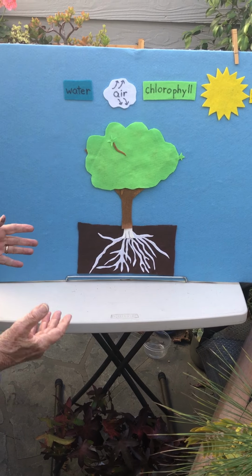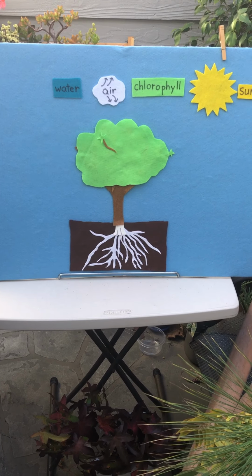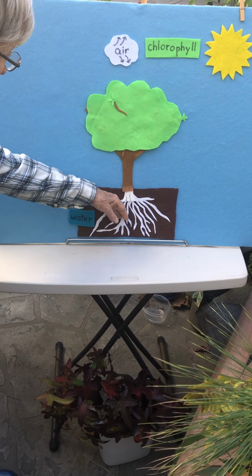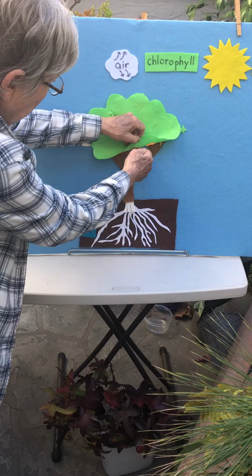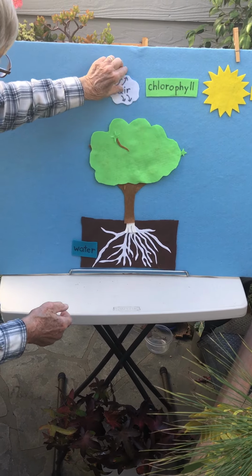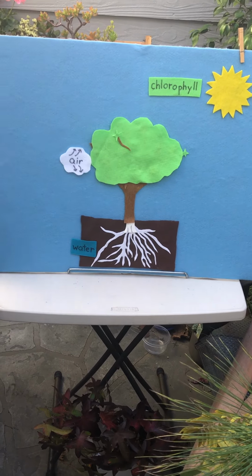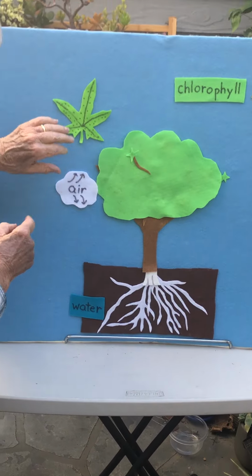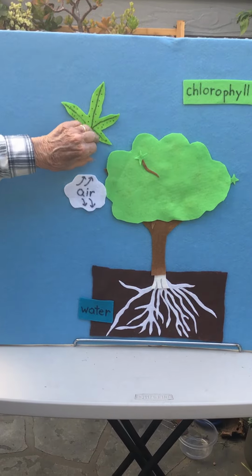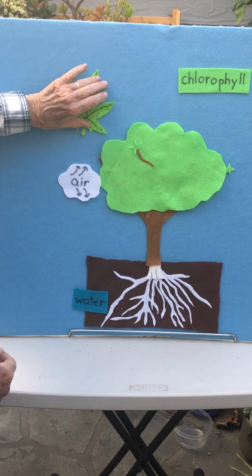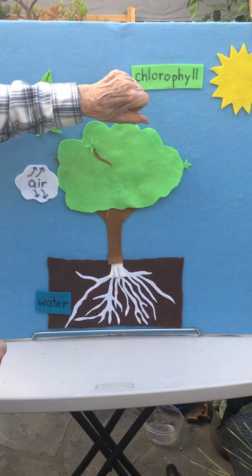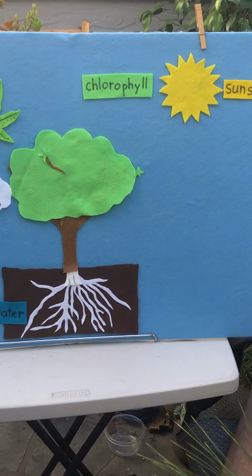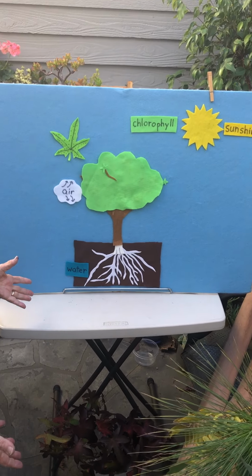So this tree makes food just like a smaller plant does. It needs water. The water comes up through the roots and into the trunk and into the branches and the leaves, and air comes into the leaves. Here's a big leaf so you can see it better, and these are little dots that you really can't see where the air goes in and comes out. Chlorophyll mixes in the leaves with the water, and the sun shines down on the leaves that have the water and the air and the chlorophyll and makes green leaves.